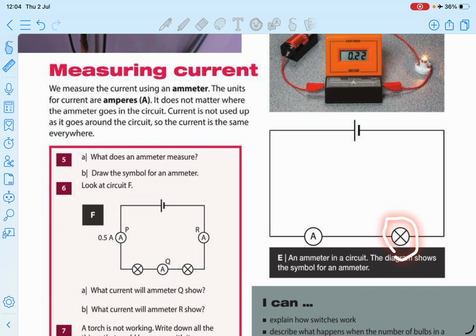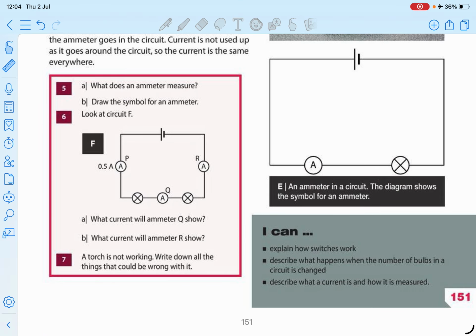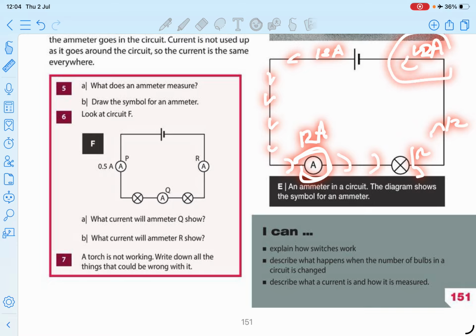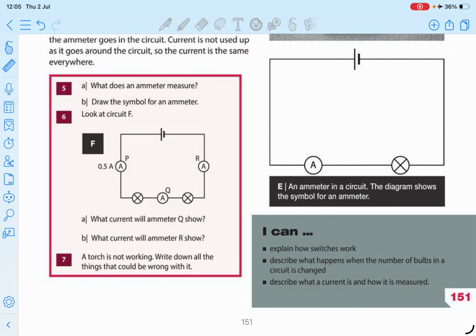This symbol is the light bulb. This is the ammeter symbol. The voltmeter symbol is this. And there is something else you need to know. If it is 12 amperes here, the current passes through this ammeter, and the ammeter shows 12 amperes, and it is 12 here, here and here. It should not change. All are 12 amperes.